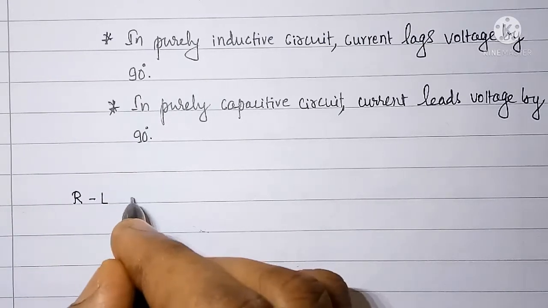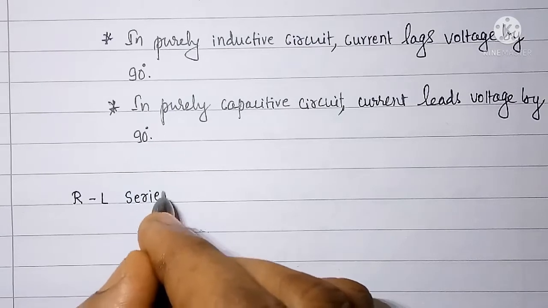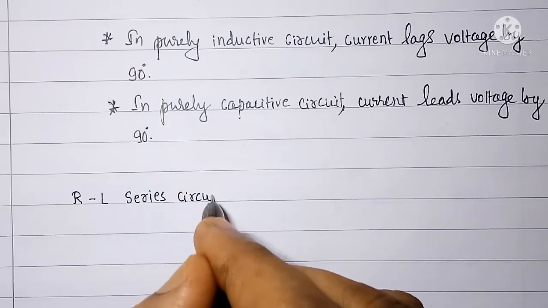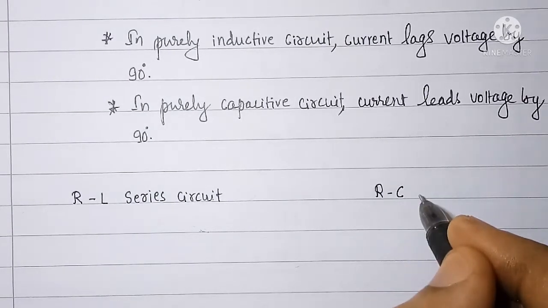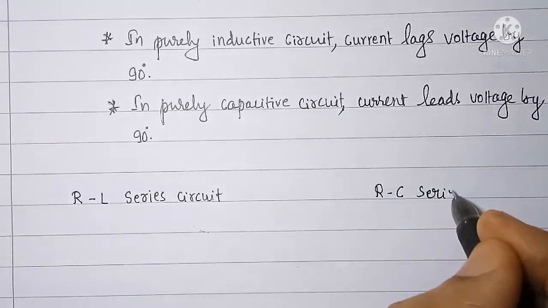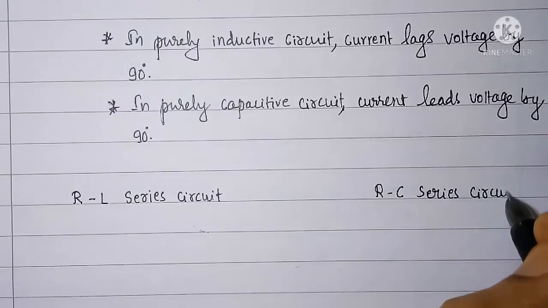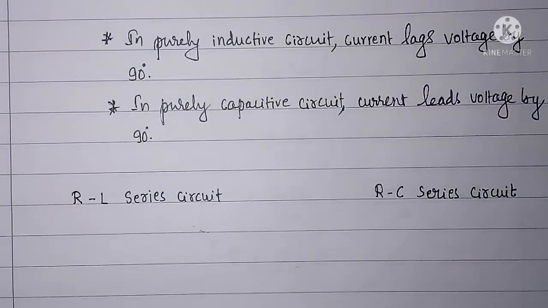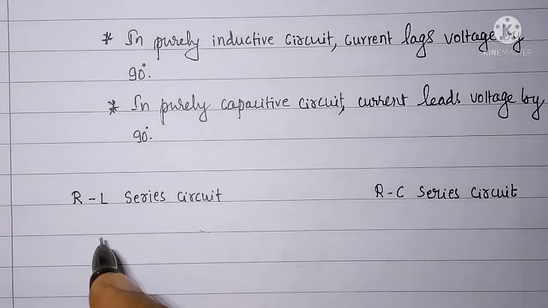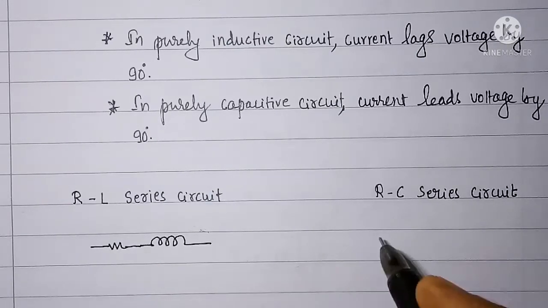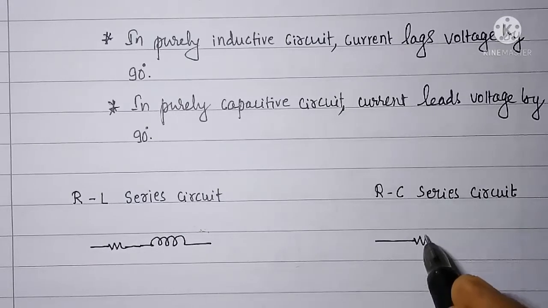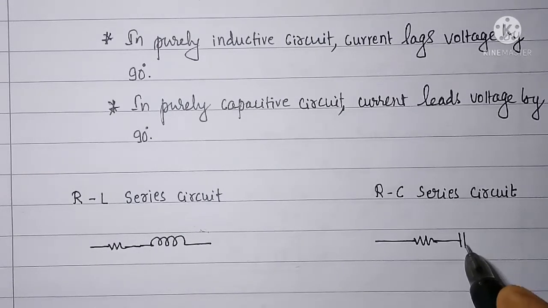I'll write here RL series circuit and RC series circuit, with all same notations for resistance, inductance and capacitance. We can draw here RL and RC series circuits.